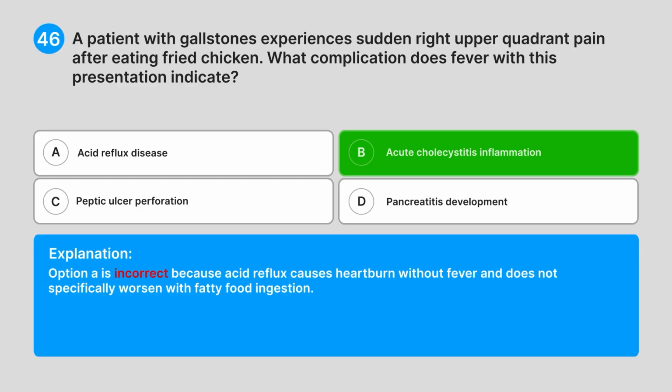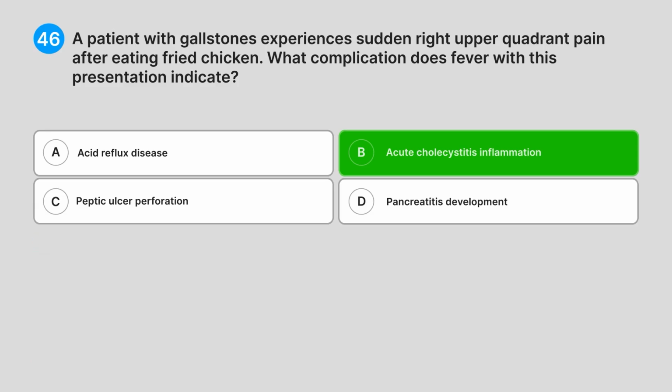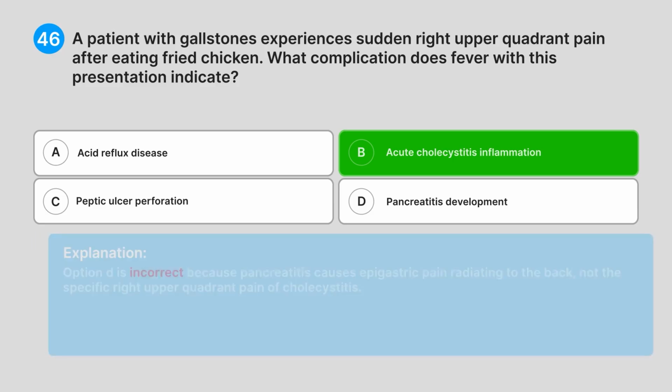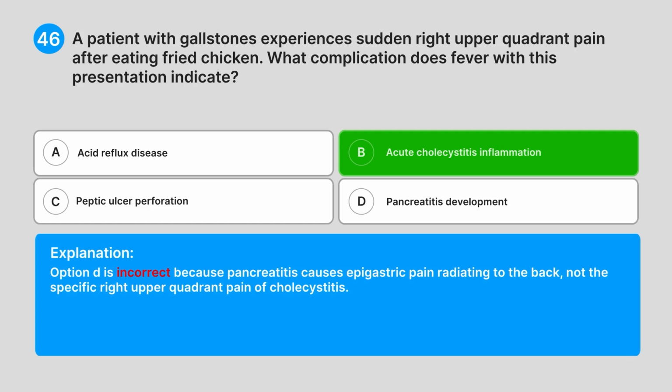Option A is incorrect because acid reflux causes heartburn without fever and does not specifically worsen with fatty food ingestion. Option C is incorrect because peptic ulcer perforation causes sudden generalized abdominal pain with peritonitis, not localized right upper quadrant pain. Option D is incorrect because pancreatitis causes epigastric pain radiating to the back, not the specific right upper quadrant pain of cholecystitis.